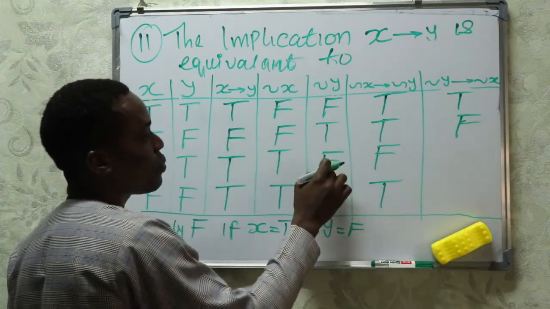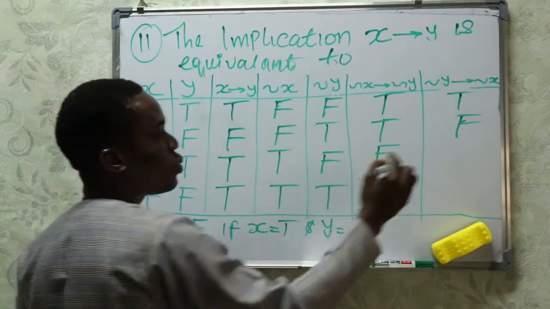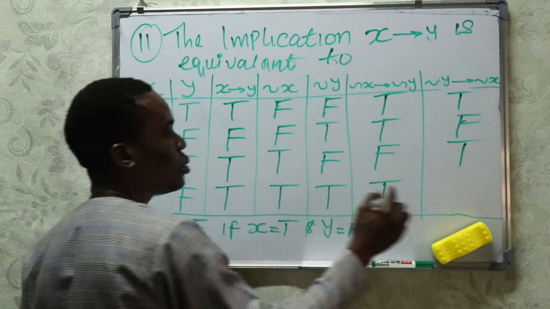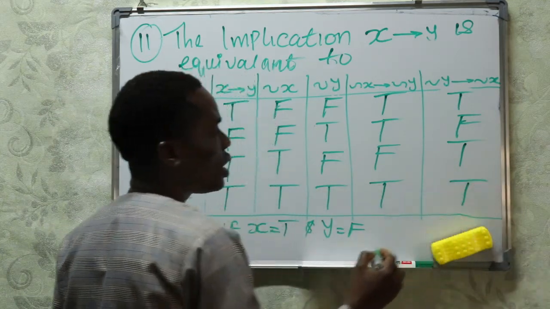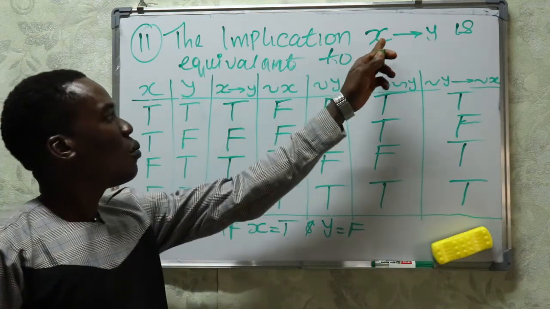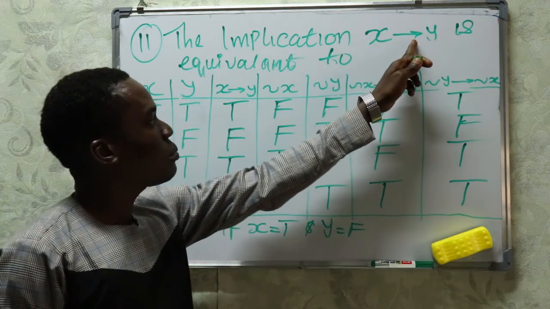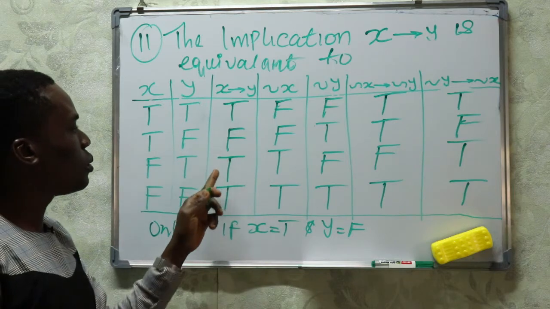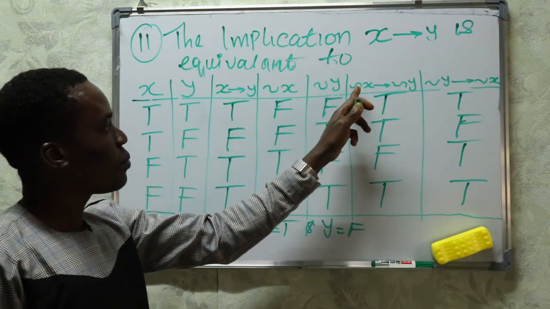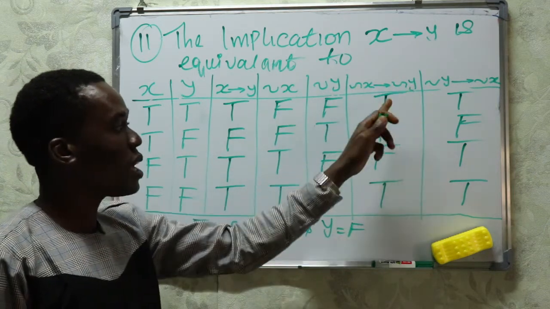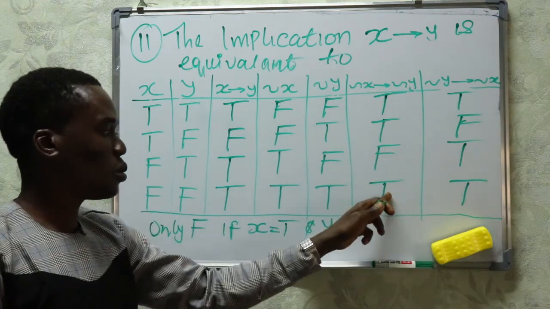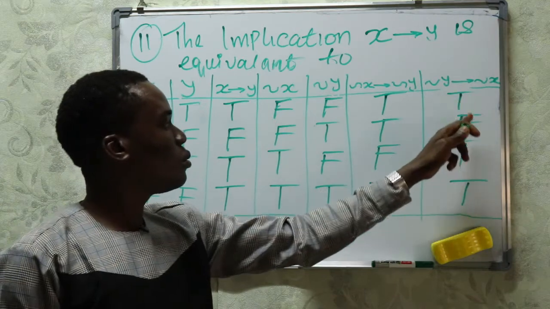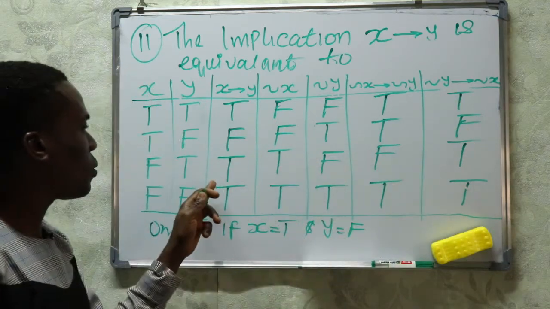If this is false and this is true, it will be what? True. And if this is true and this is true, then it will be what? True. Now do you notice that when we did the conditional statement, the implication of this, it gave us true, false, true, true. And when we did that of negation of x and negation of y, it gave us true, true, false, true, which is not equivalent to this. Now this other one gave us true, false, true, true, which is equivalent to this.